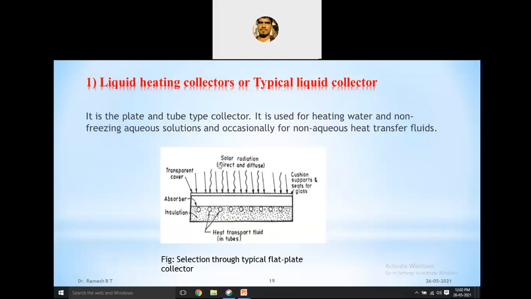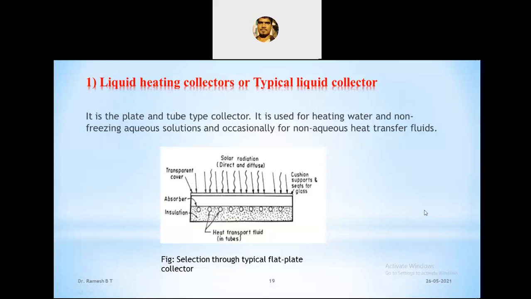It is a transparent cover which allows the shorter wavelength in, and inside that it traps the heat and won't reflect it back, which causes the greenhouse effect. So this is the typical working of a liquid type flat plate collector.